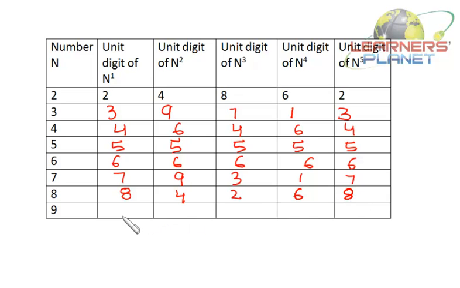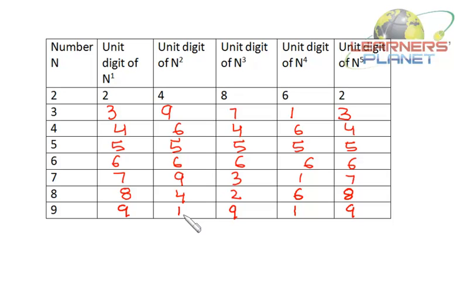Similarly, the case of 9. 9 ones are 9. 9 nines are 81. 1 nine is 9. Then 9 nines are 81. So in the case of 9, we'll be getting 9 1 9 1 9. So if 9 is raised to an odd power, then it will produce 9. If 9 is raised to an even power, it will produce 1.